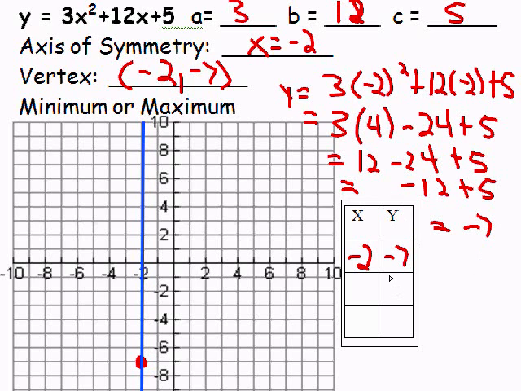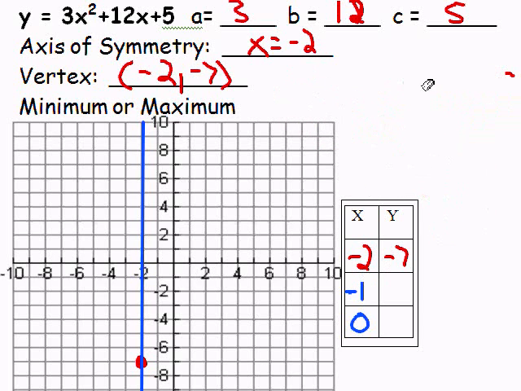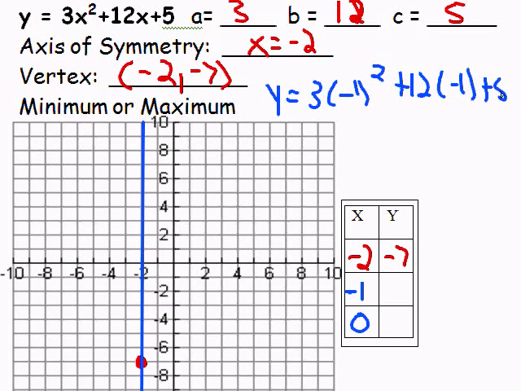Now what we need to do is pick a couple values after our vertex so that we can get a couple more points to make the parabola. Now, points after negative 2 are negative 1 and 0. So all we're going to do is substitute that negative 1 and that 0 in for our x's and solve for our y's. So negative 1, substitute that in for x. We get y is equal to 3 times negative 1 squared plus 12 times negative 1 plus 5.